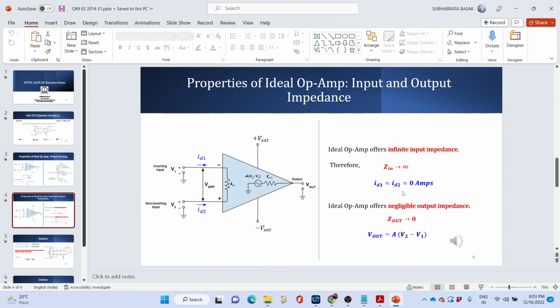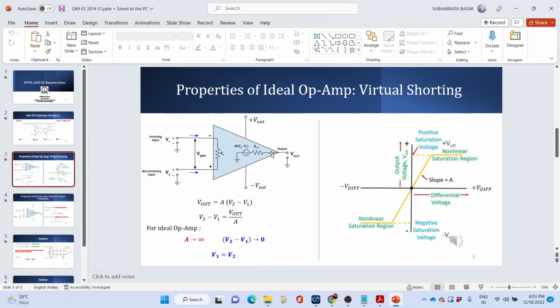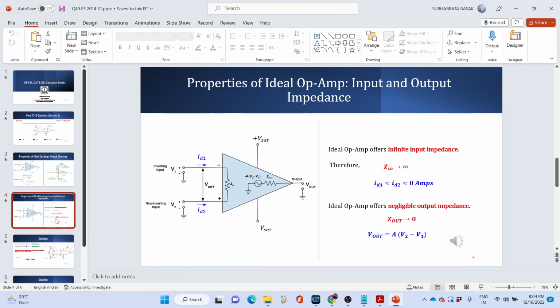However, there is no question based on all these things in GATE. But in the previous slide that I just told you, you need to make sure that the op amp is not operating in the saturation region, that it is operating in the linear region, before applying the virtual shorting concept. That has appeared several times. You must keep that in mind. This is just a practical aspect that I pointed out, which may be useful if you go ahead for higher studies, your PhD or maybe masters or something like that.